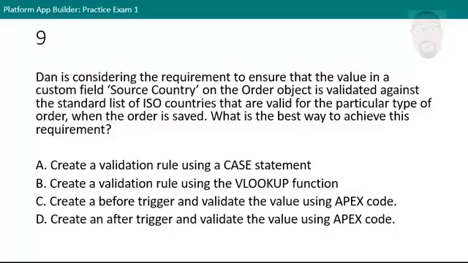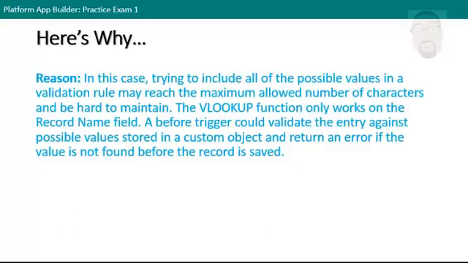Dan is considering the requirement to ensure that the value in a custom field source country on the order object is validated against the standard list of ISO countries that are valid for the particular type of order, when the order is saved. What is the best way to achieve this requirement? Create a before trigger and validate the value using Apex code. In this case, trying to include all of the possible values in a validation rule may reach the maximum allowed number of characters and be hard to maintain. The VLOOKUP function only works on the record name field. A before trigger could validate the entry against possible values stored in a custom object and return an error if the value is not found before the record is saved.